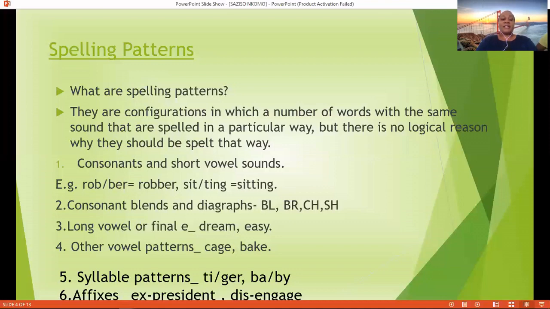Number 4 pattern, we have other vowel patterns which could not be long or short. For example, we have cage, back. Those will be words which fall under that category.